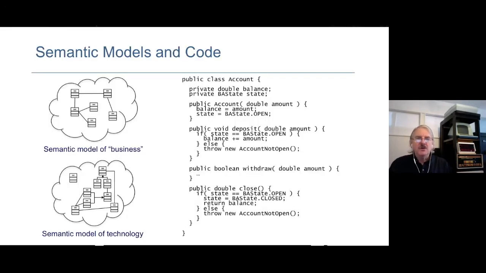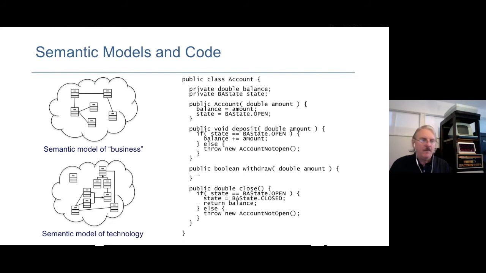Okay. But now the idea is that if we understand semantic models of business, if we understand semantic models of technology, we're ready to start talking about what code actually is. And so to illustrate that, I want to start off with, in the upper left side there, the semantic model of the business. Let's just take banking to be the example. So imagine that cloud is a semantic model of banking as a business. Fine. The lower cloud, the semantic model of technology, let's just say that's the semantic model of Java as the implementation technology.